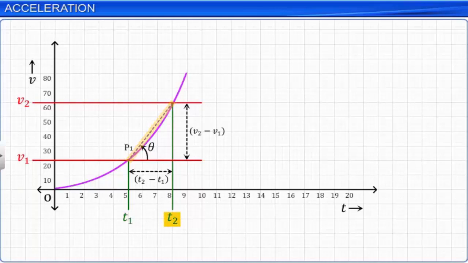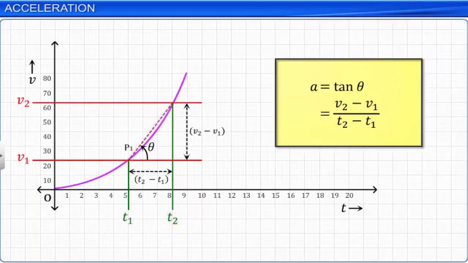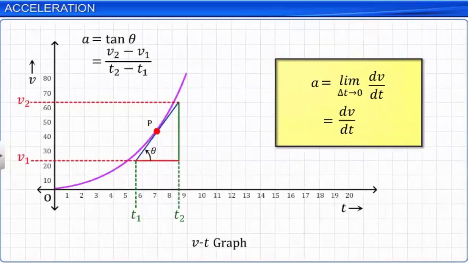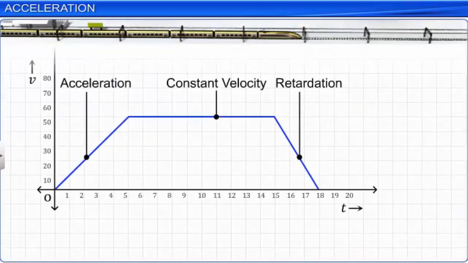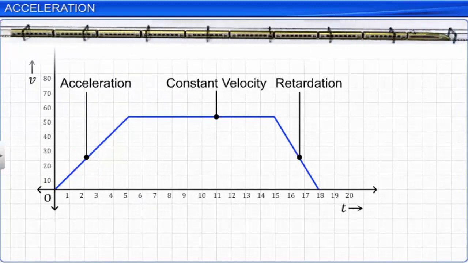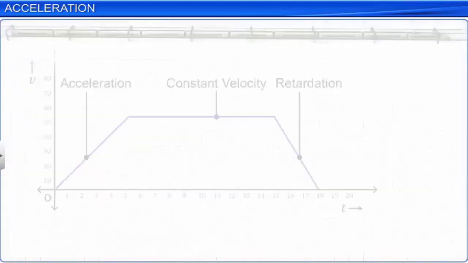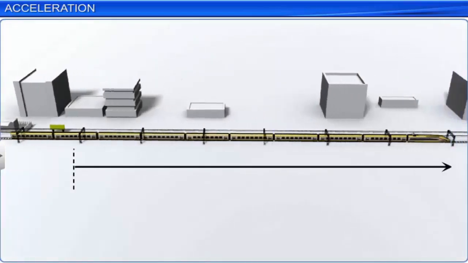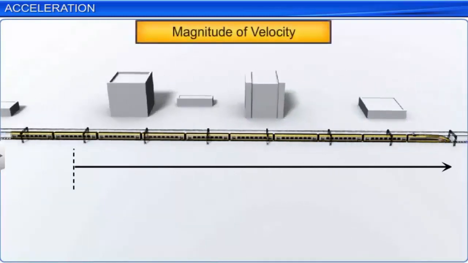Just as we defined instantaneous velocity, we can similarly define instantaneous acceleration. On the Vt graph, instantaneous acceleration at any point on the curve is represented by the slope of the tangent drawn at that point. Like velocity, acceleration is also a vector with both magnitude and direction. The acceleration of a body can change with either a change in the magnitude of its velocity or change in the direction of its velocity, or both.